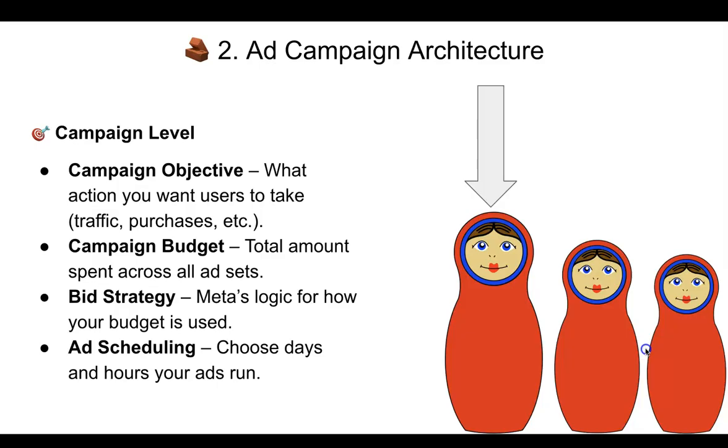That's where the budgeting happens. So you have the total amount spent across the ad sets, which is the campaign budget. Next, you have the bid strategy, so Meta's logic for how your budget is used. Another component of the campaign architecture is the ad scheduling. So you can choose the days and hours your ads run. All that is done within the campaign level.